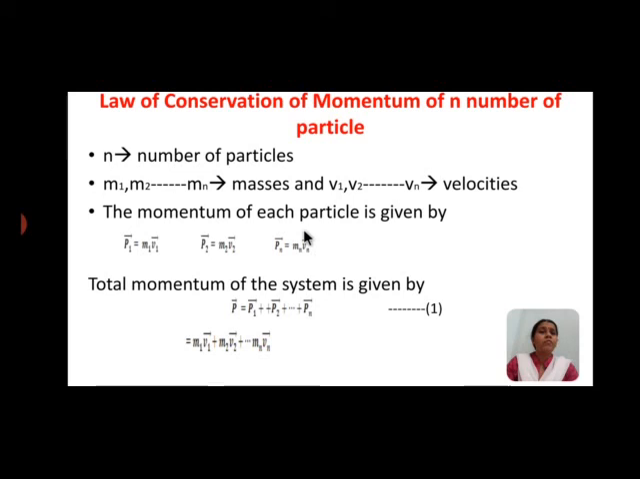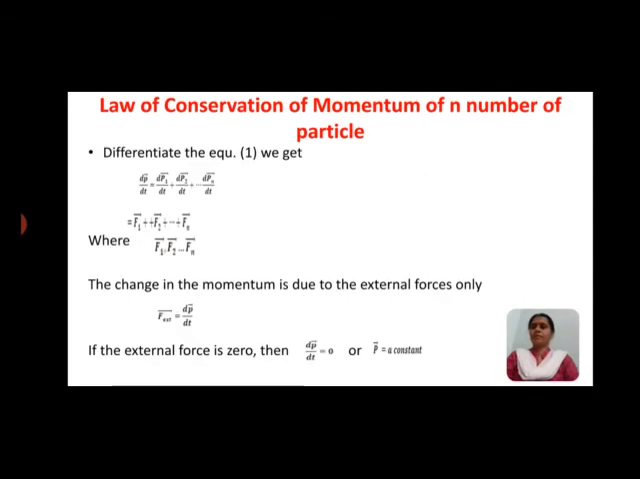Then how do we write the total momentum of the system? The combination of P1 plus P2, P3 and so on gives the total momentum, and that total momentum is represented by capital P. So P is equal to P1 plus P2 up to Pn. Consider this equation number 1. Here P1 is nothing but M1 into V1, so write it as M1 V1 plus M2 V2 plus M3 V3 plus so on up to Mn Vn.